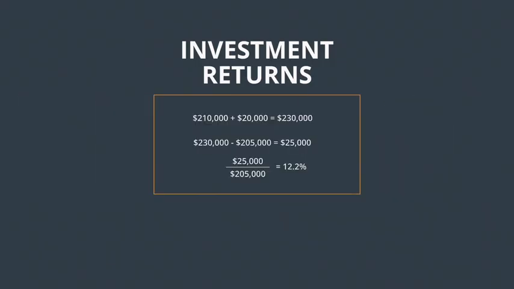However, if the investor paid $205,000 for the property today, his return will only be 12.2%, as $25,000 will now be divided by $205,000. If he paid $195,000, his return will be 17.95%, as $35,000 will be divided by $195,000.